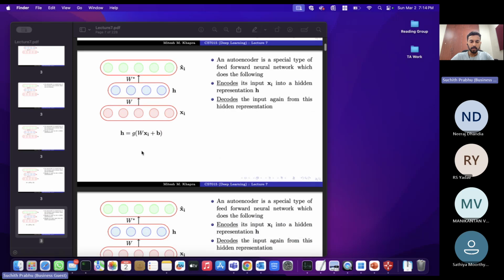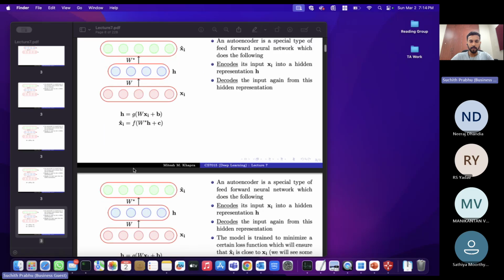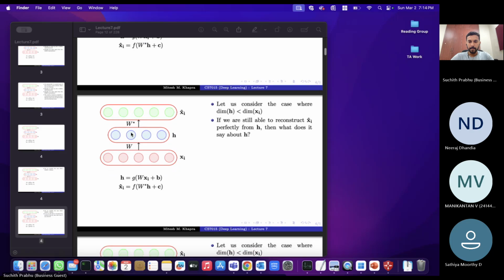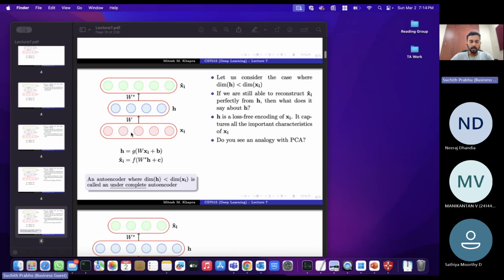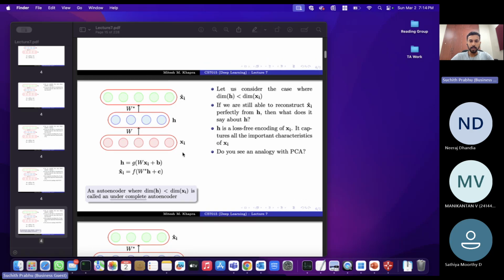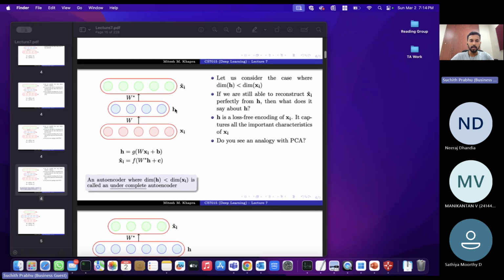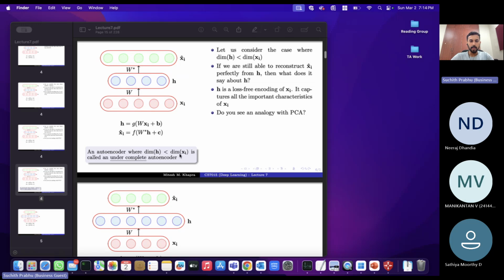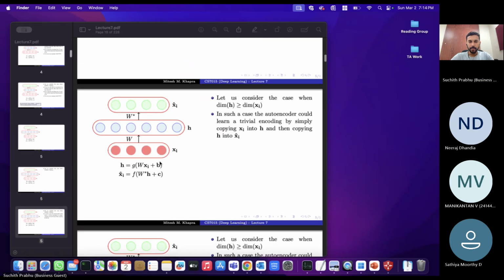So this is the equation to compute the hidden representation and then the final output, and this final function f depends on the task. Then we saw different types of autoencoders depending on the dimension of h and the input. If the dimension of h is less than the dimension of xi, it's called an undercomplete autoencoder, and if it's greater, then it's called overcomplete.